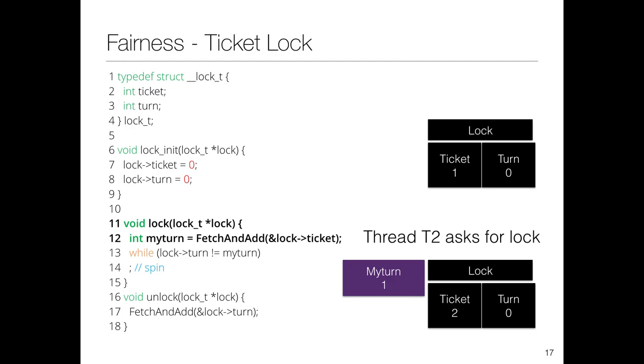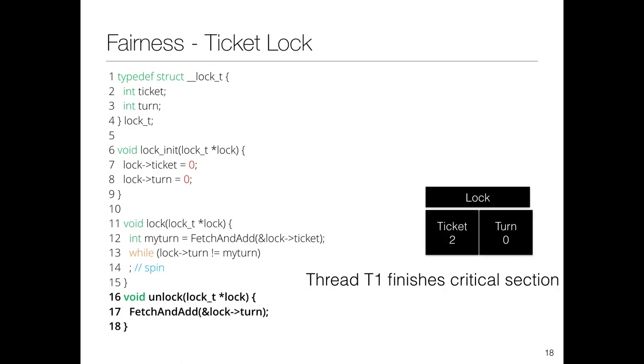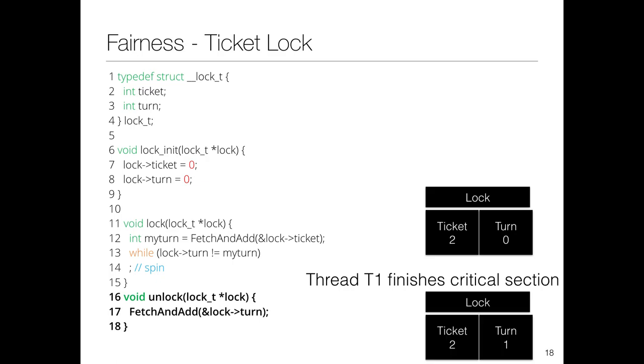So let's say now thread T1 gets back the context again. T1 will finish the critical section, it will now call unlock. And now turn will be incremented by 1. Now it is unlocked. The state of the lock is ticket is 2 and turn is 1. And now thread T2 will be able to run because now the value of turn is equal to my turn. Make sense? Anyone has a doubt on this? Do you want me to walk over the example again or is it clear?